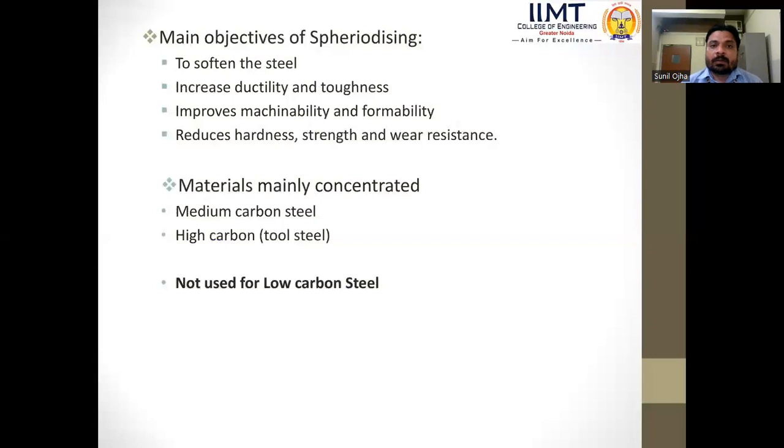The main objective of spheroidized annealing is to soften the steel and increase ductility and toughness. Most important, it improves the machinability and formability of the material. With the help of this spheroidizing process, we can do easy, smooth machining of metals, mostly steel. It also reduces the hardness, strength, and wear resistance. It is mainly used for medium carbon steel and high carbon steel. Spheroidized annealing is not used for low carbon steels.